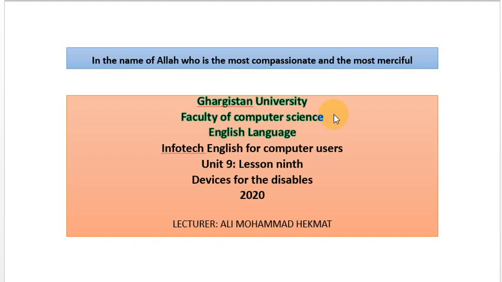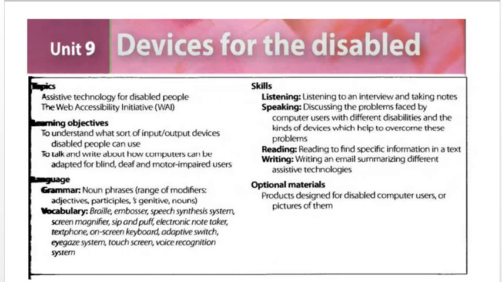Okay, in this unit, what do we have? Here is the topic. In Unit 9, Devices for the Disabled, we have these topics. Assistive technology for disabled people.